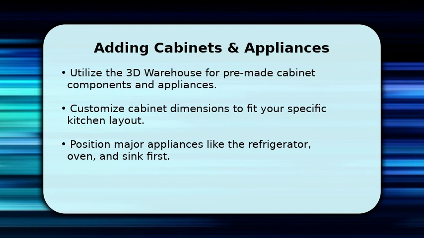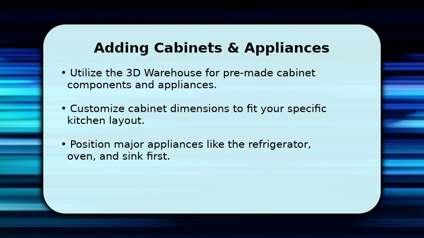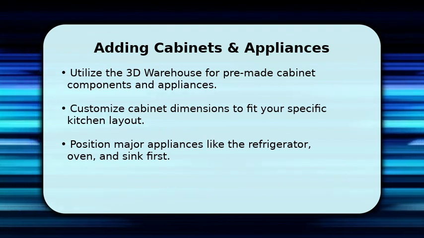Start by placing your major appliances, such as the refrigerator, oven, and sink, as these often dictate the surrounding cabinetry. This step helps define the functional zones of your kitchen.